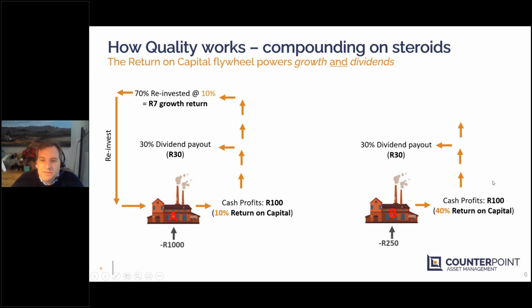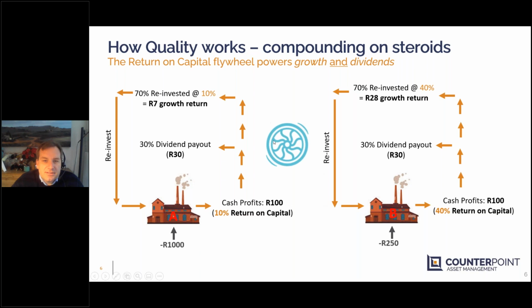Now we've got our 70 bucks, and we're going to reinvest it in the business. And here's where some of the magic of compounding comes in. We reinvested our 70 Rand at 40%, because the return on capital is 40%, which is 4 times the previous factory. We now have a 28 Rand so-called growth return. So that reinvestment generated 28 Rand as opposed to 7. So the question is, this flywheel, we can see it's a flywheel approach.